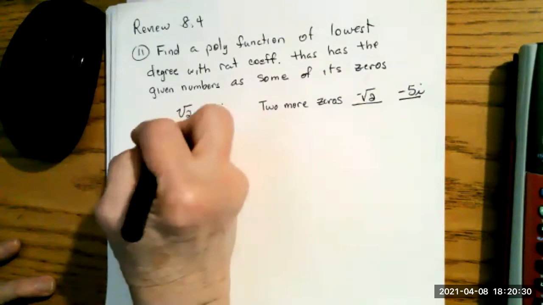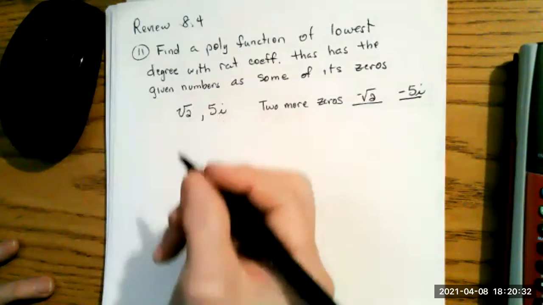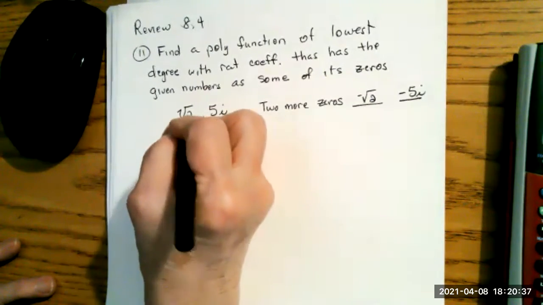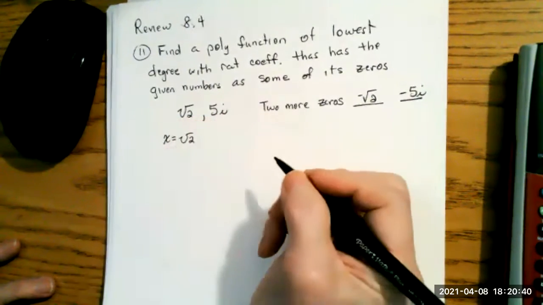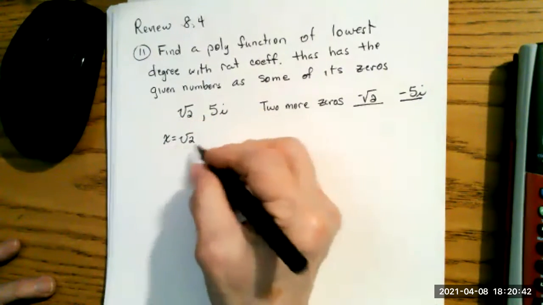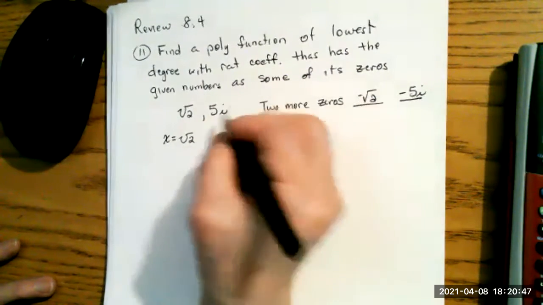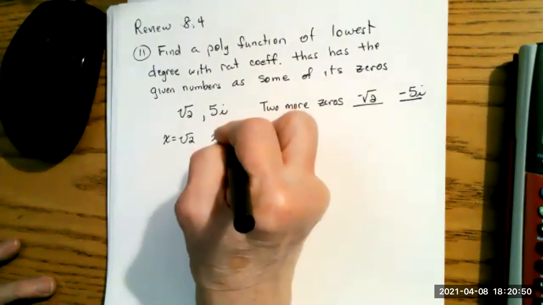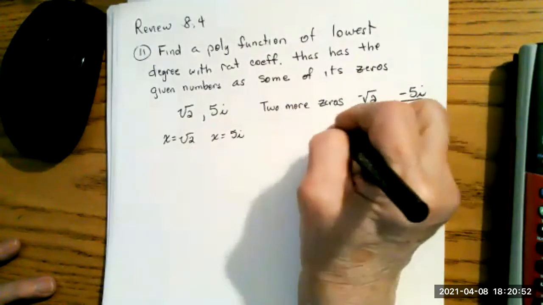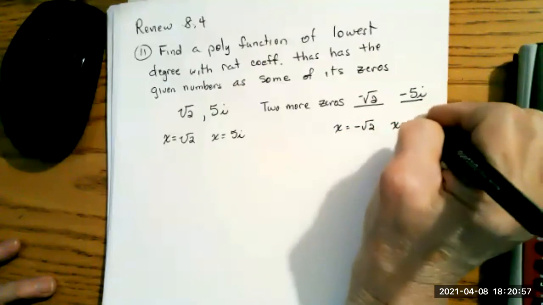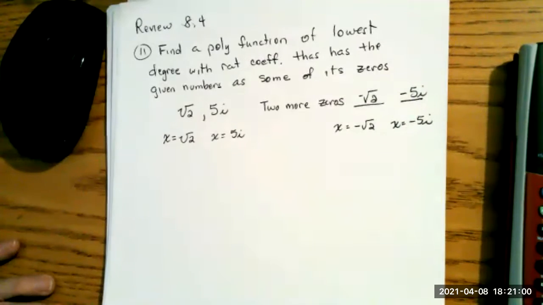So now I'm going to go ahead and go through this process again because I had a question about it from one of the students. This means x equals the square root of 2. If I were going to solve this, I would have x equals the square root of 2. That's what the zero says. It also says that x equals 5i, x equals negative the square root of 2, and x equals negative 5i. That's what that would have said when I got it solved. That's how I knew those were zeros.